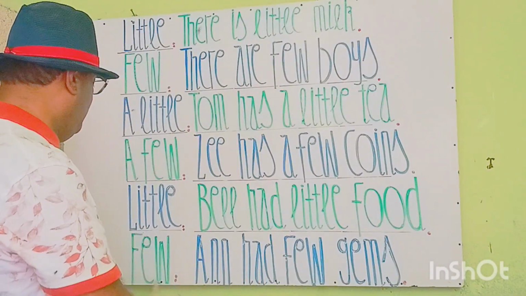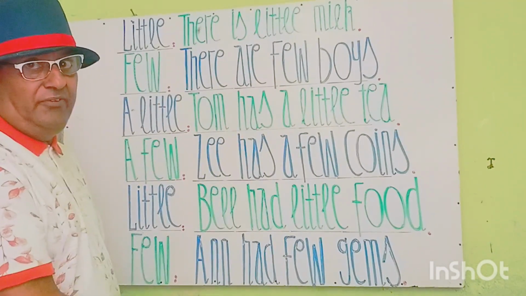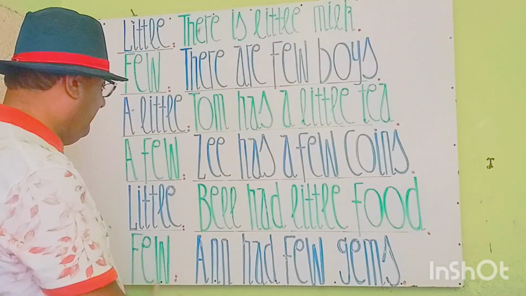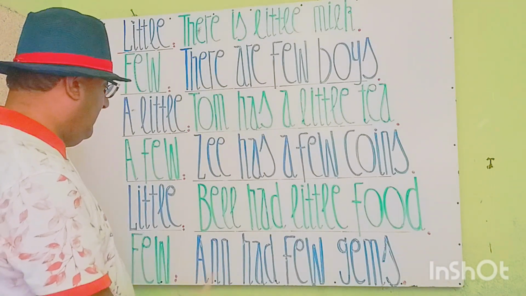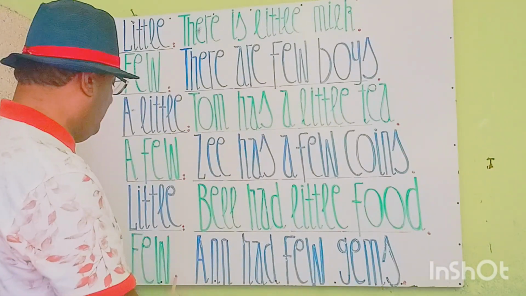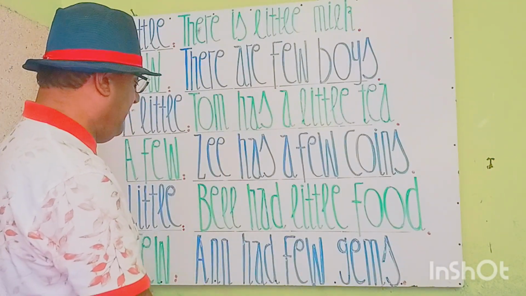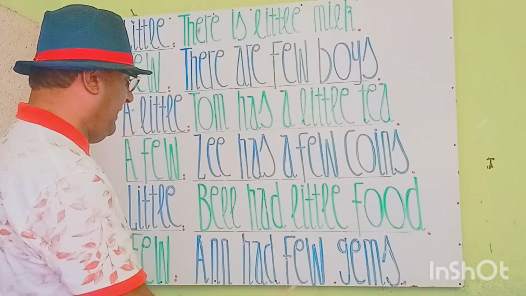Few. The next determiner we have is few. Few determines the quantity of countable nouns. So the statement is N had few gems.